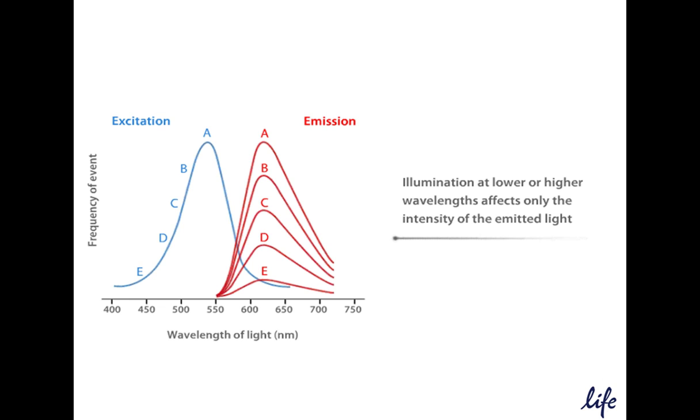It's important to remember that although illumination at the excitation maximum of the fluorophore produces the greatest fluorescence output, illumination at lower or higher wavelengths affects only the intensity of the emitted light. The overall range and shape of the emission profile are unchanged.